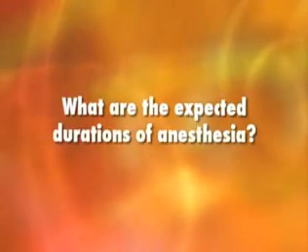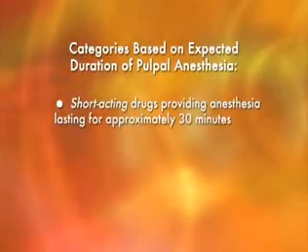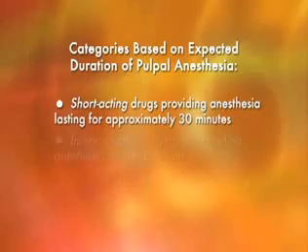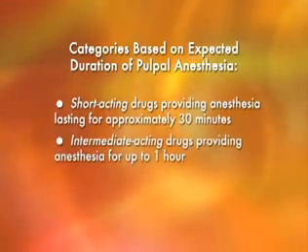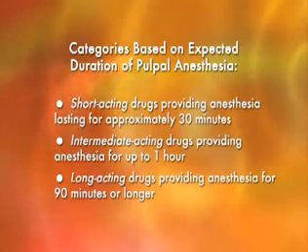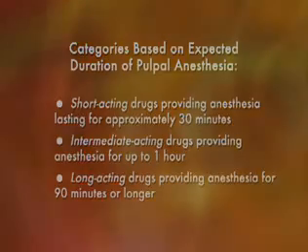What are the expected durations of anesthesia with these drugs? We can divide these anesthetic drugs into 3 categories based upon the expected duration of pulpal anesthesia. The 3 categories are short-acting drugs, providing anesthesia lasting for approximately 30 minutes, intermediate-acting drugs, providing anesthesia lasting up to 1 hour, and long-acting drugs, providing pulpal anesthesia lasting 90 minutes or longer.